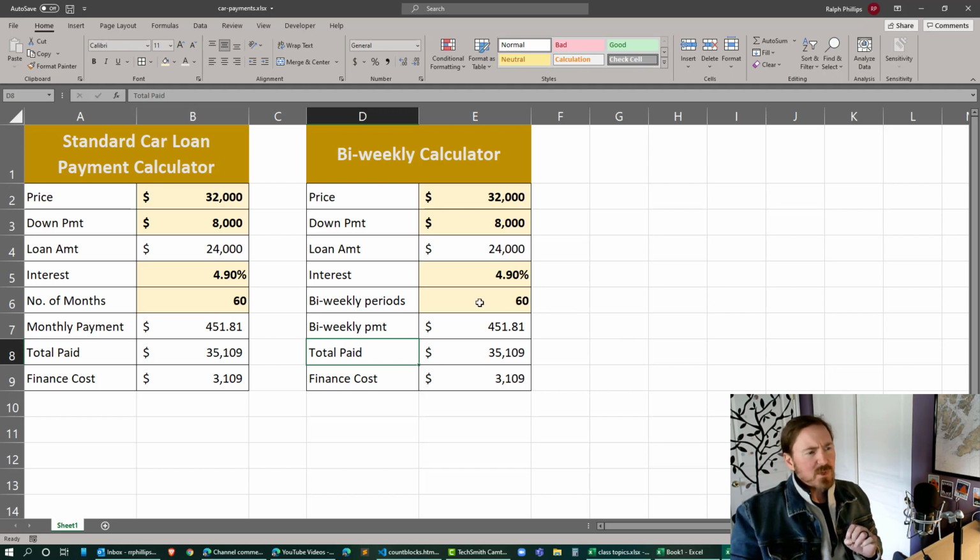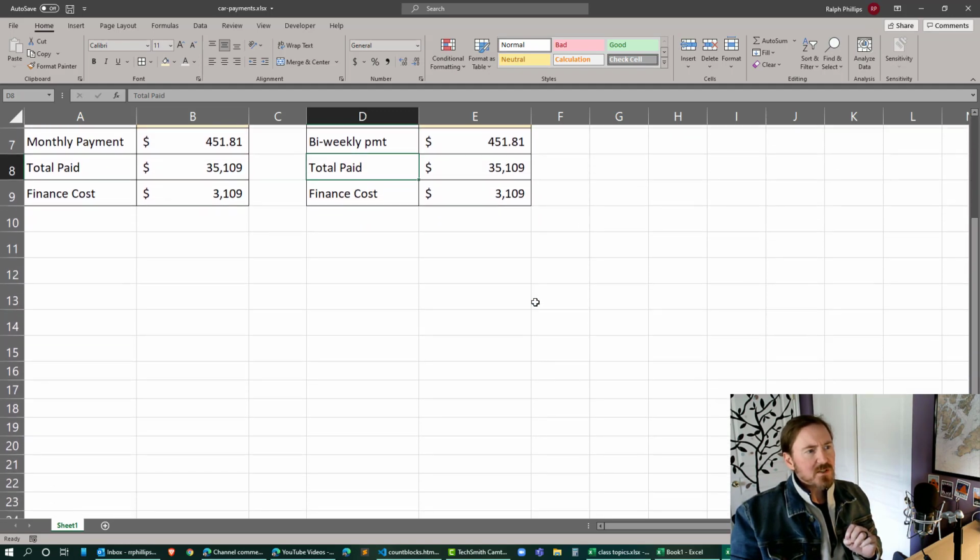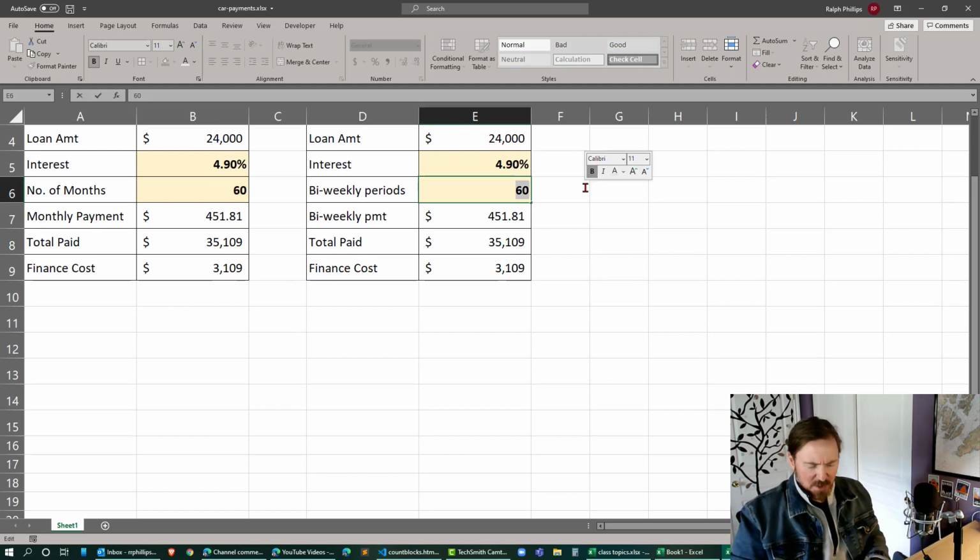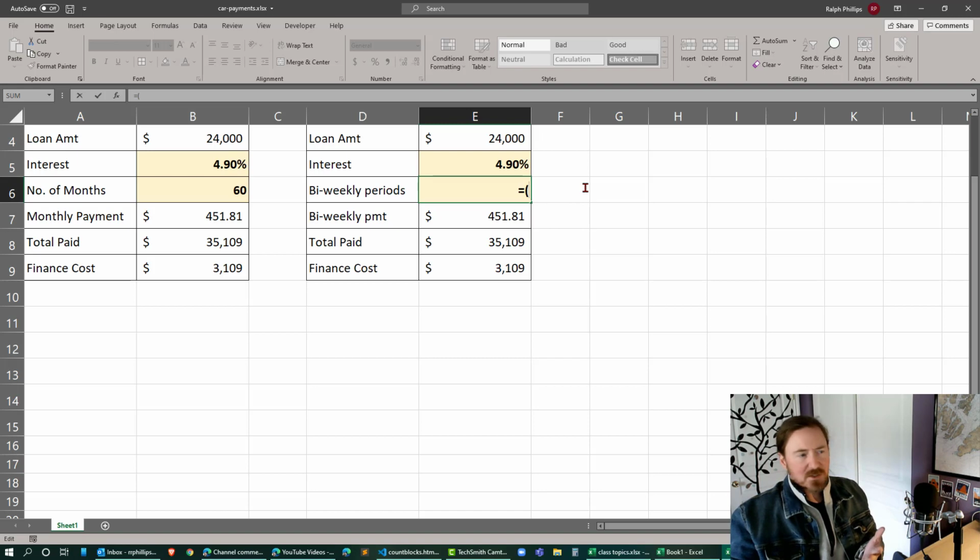So for bi-weekly periods, let's look at this particular cell, and I'm going to change it a bit. Equals. First, I need to know how many years 60 months is. I know we can do the math in our head, but let's not do the math in our head when we have Excel doing calculations for us. So I'm going to take the original number of months over here and divide that by 12. That's going to give me the number of years.